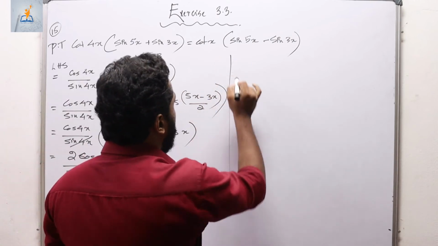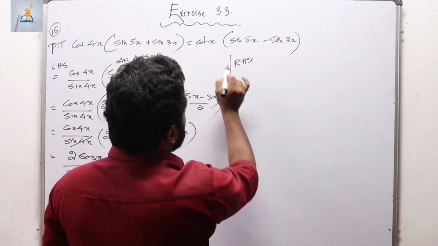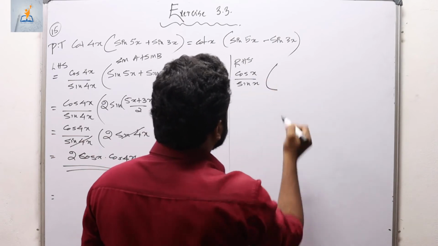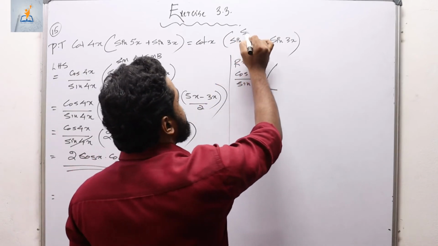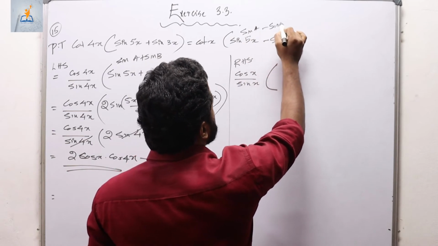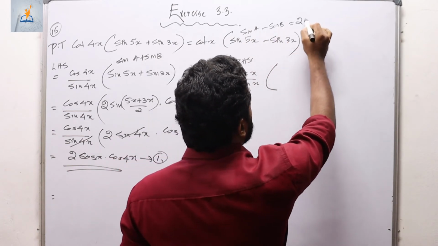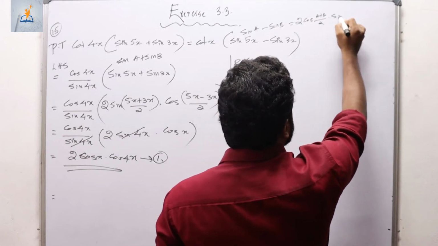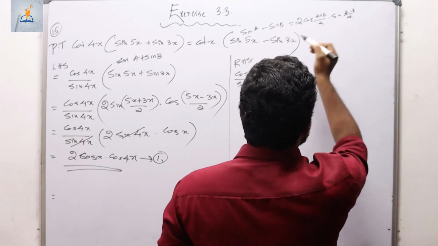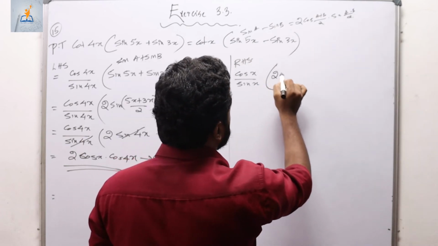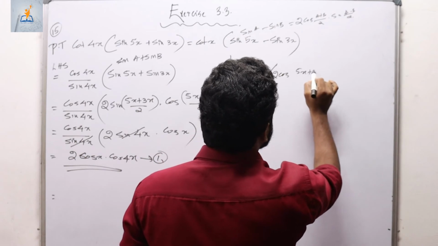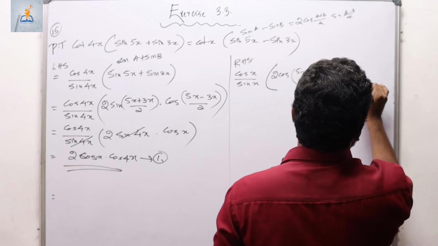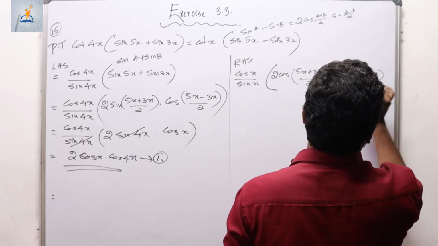Now let me take the RHS and simplify. We know that cot x is nothing but cos x divided by sin x into, again we know that this is of the form sin A minus sin B, isn't it? Sin A minus sin B is nothing but 2 cos (A plus B)/2 into sin (A minus B)/2. We know that. So on substituting this formula directly here, it will become 2 cos (5x plus 3x)/2 into sin (5x minus 3x)/2.